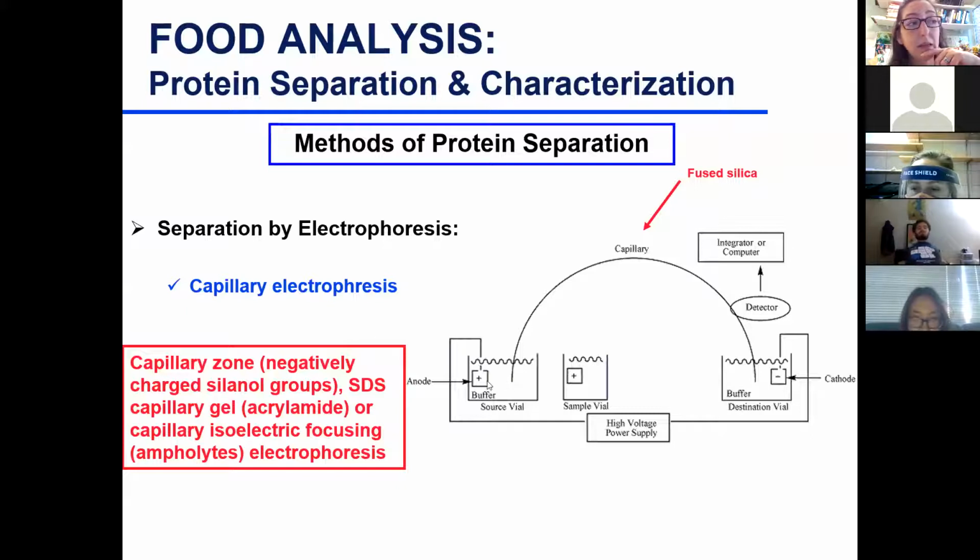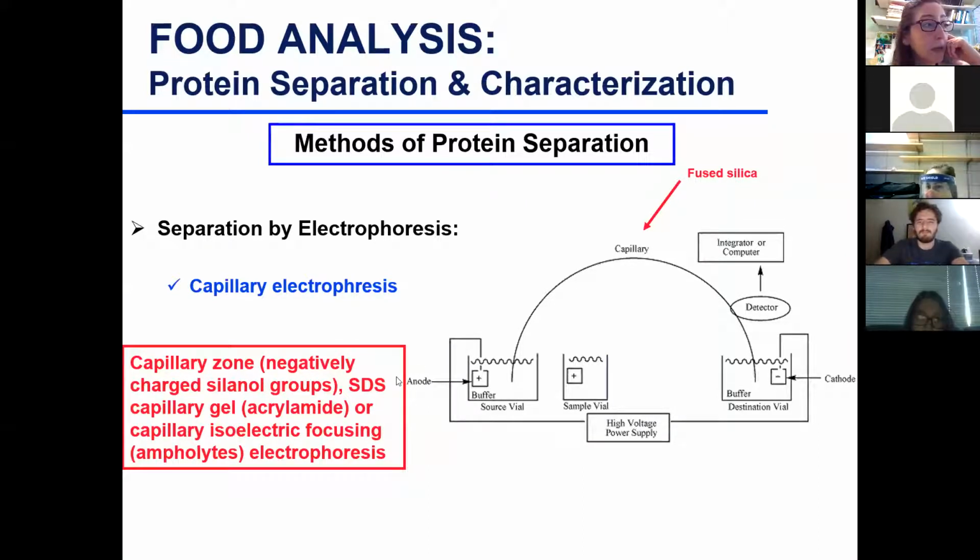And basically, you also have a buffer, and you run a voltage, and they move from positive to negative or negative to positive, depending on their charge, and they separate. There will be a detector similar to an HPLC detector where you can get a signal. Maybe if it's a UV detector, then you get an absorption value, and you can calculate the area under the curve, and if you have standards, you can get concentrations.